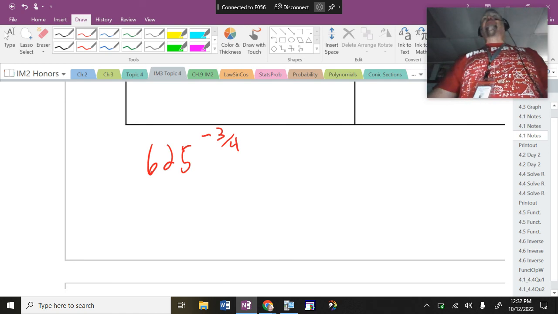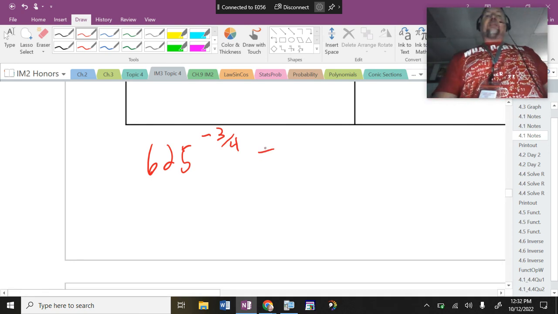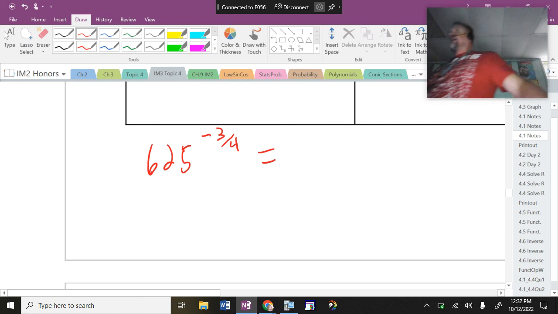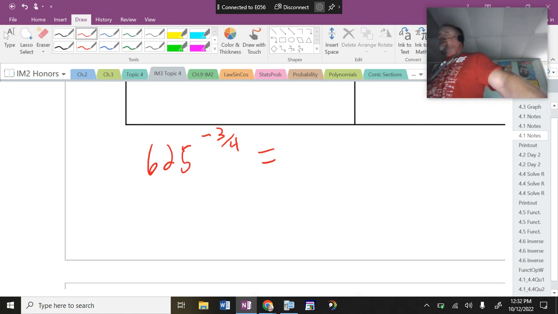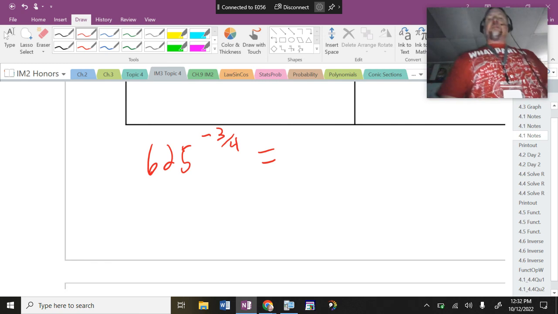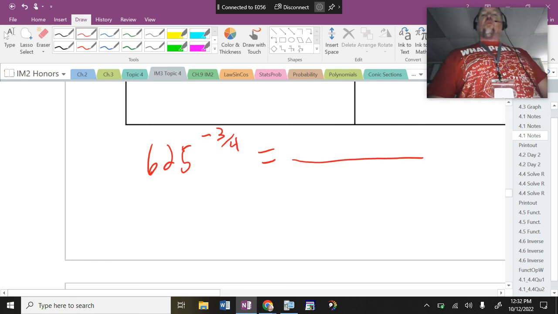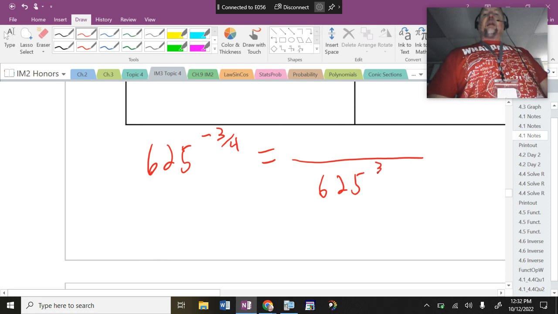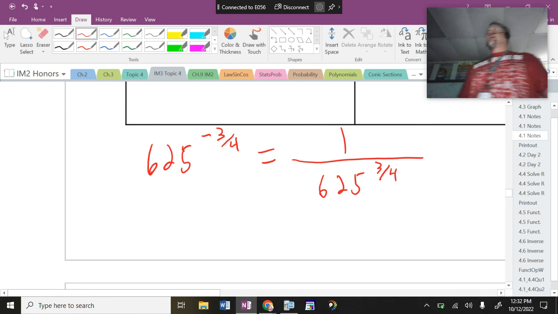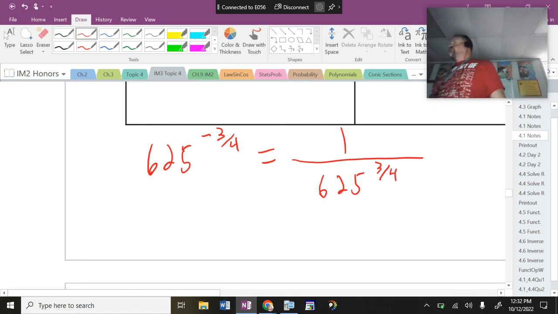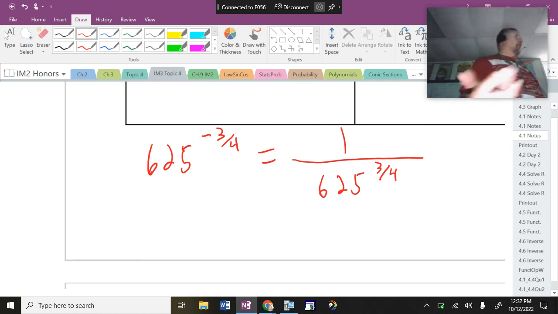All right, so flip. But here's what happens: you don't flip 3/4. I get this all the time. It's not the flipping of 3/4. It's taking this whole number and throwing it on the bottom and then math magically turning this into a positive exponent. I can't explain this to you right now, but this is what happens. You need to make sure you know that.